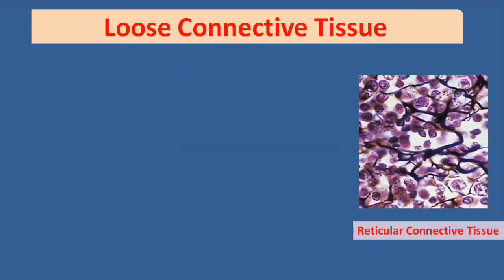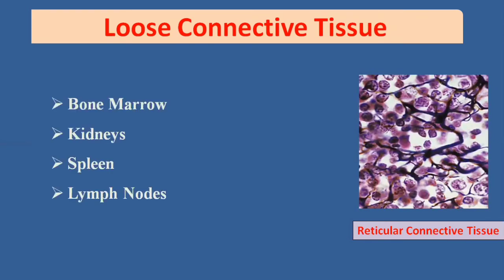The other loose connective tissue is reticular connective tissue. Reticular connective tissue makes up organs like the bone marrow, kidneys, spleen, and lymph nodes. By making up these organs, it provides the internal framework to the body. So these are the loose connective tissues.